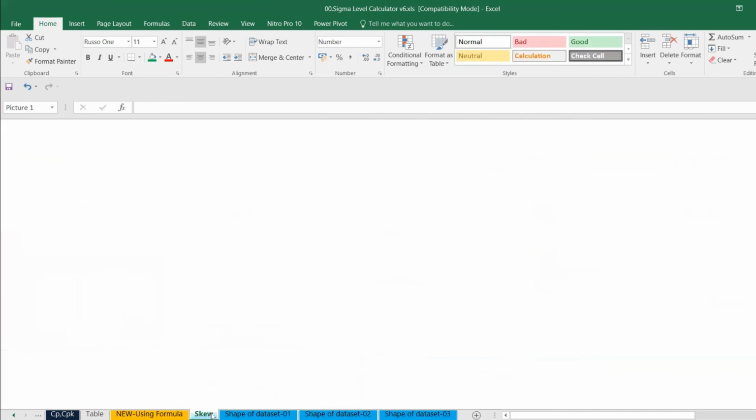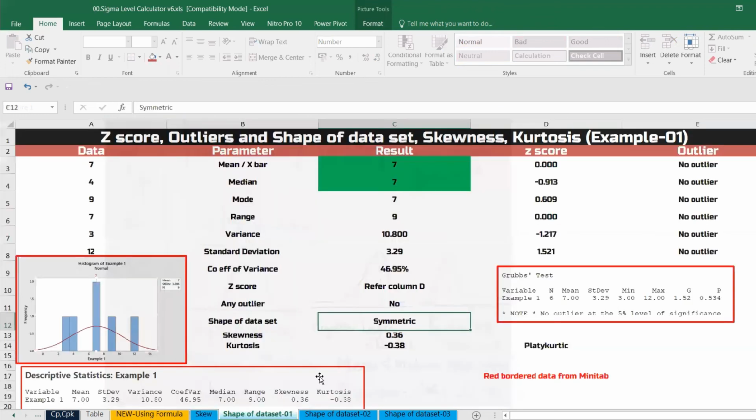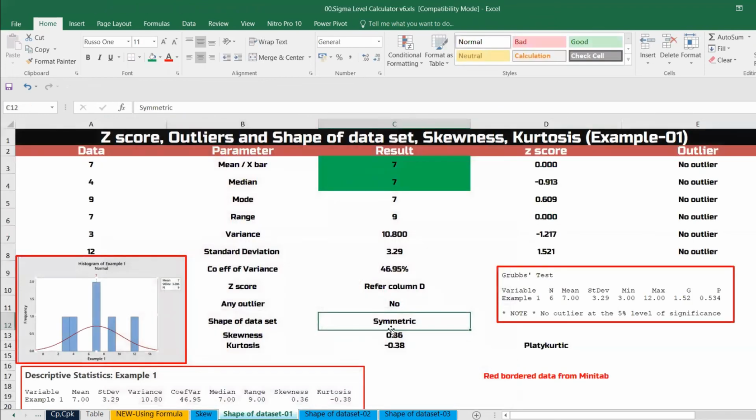So this is what I talked about in the previous video: symmetrical, left skewed and positive skewed. The same thing has been demonstrated with the values as well. I hope you enjoyed this video covering the core and advanced statistics concepts, and I will be making more practical examples on what is skewness, how to read the shape of the bell curve and all that.